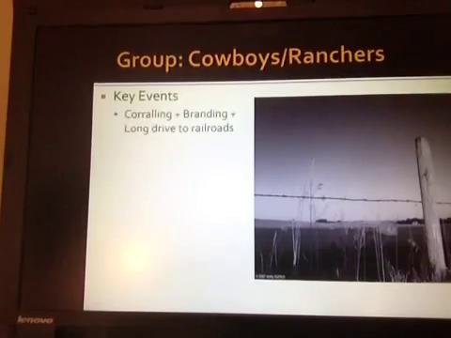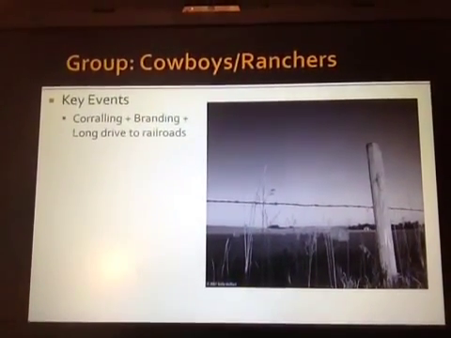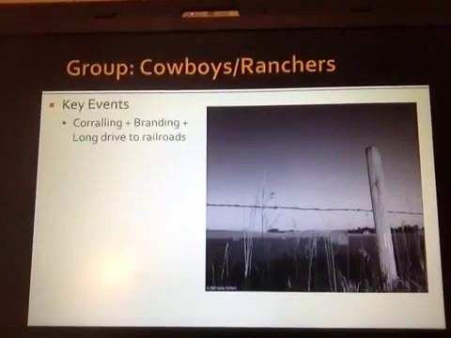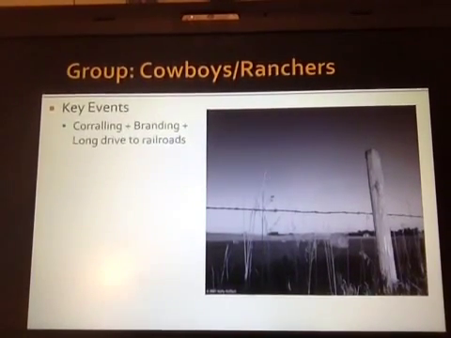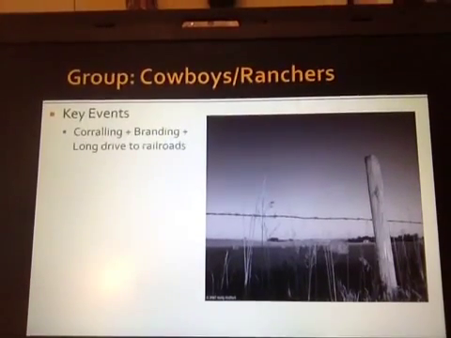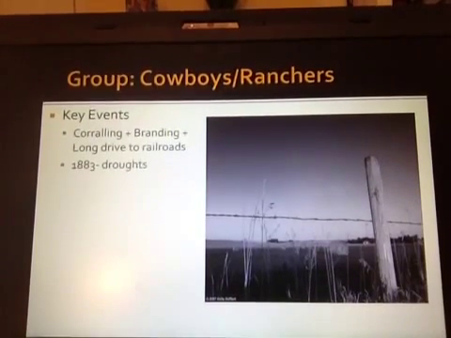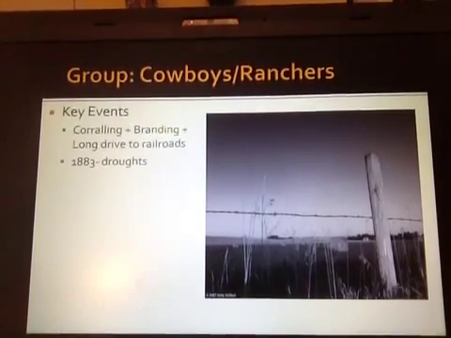Okay? So the key events you need to know in being a cowboy is, first of all, you have to corral the cattle before you're going to walk them to the railroads, and you have to brand them with your symbol so you know which cattle are yours. So in case cattle rustlers come and try and steal your cattle, you'll know which ones are yours. And then you're going to walk them to the railroads. That's your destination.